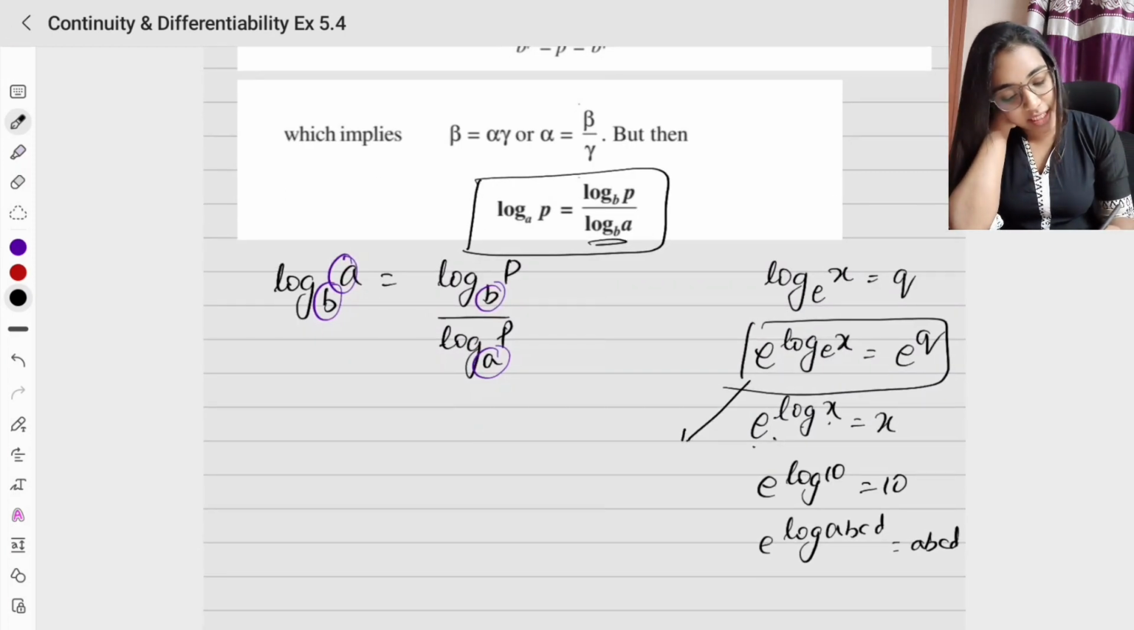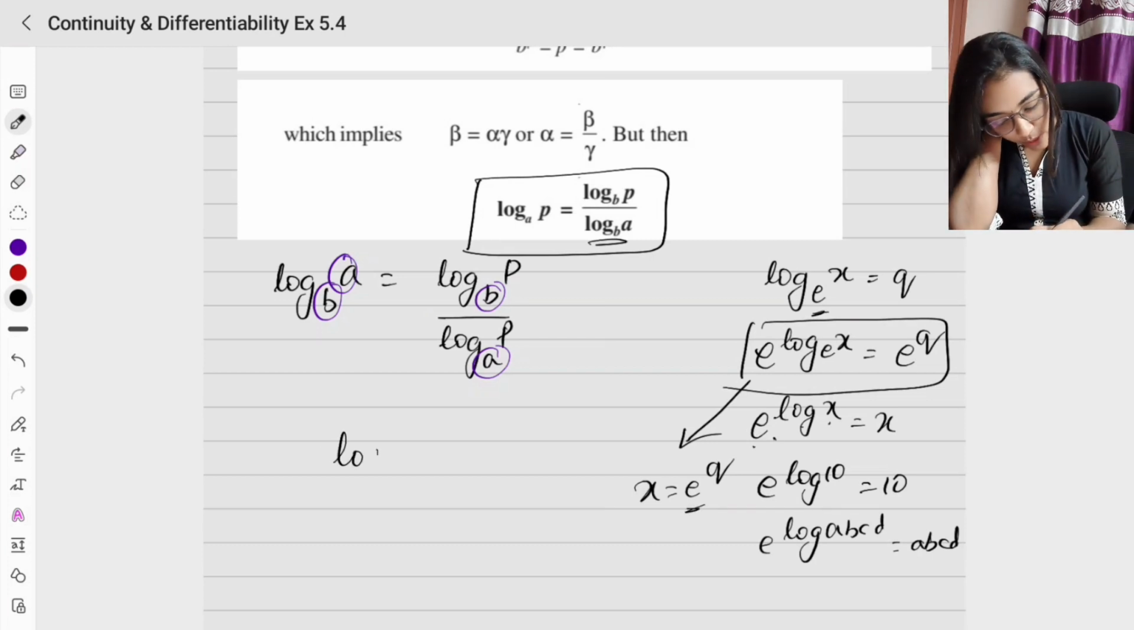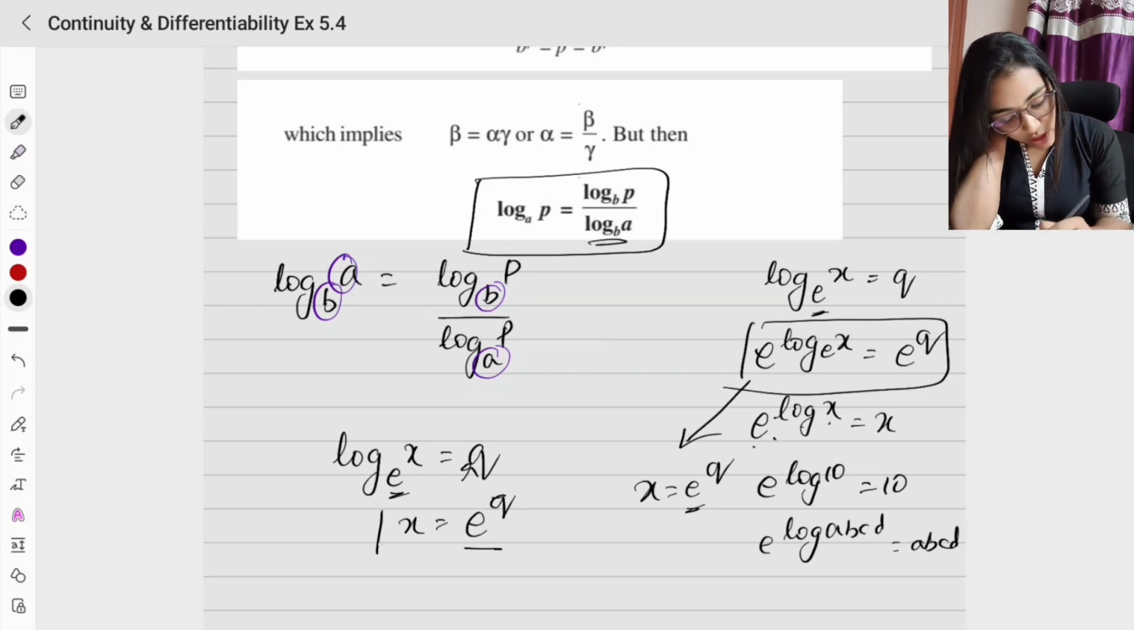So now what do we see here? E to the log of x is nothing but x, which is equal to e to the q. Why do you have e to the q here? Because your base is e. So you need to understand that when you have log x to the base e is equal to q, you have e to the q equals x. The e here will be used here. Okay, so e to the q is equal to x.